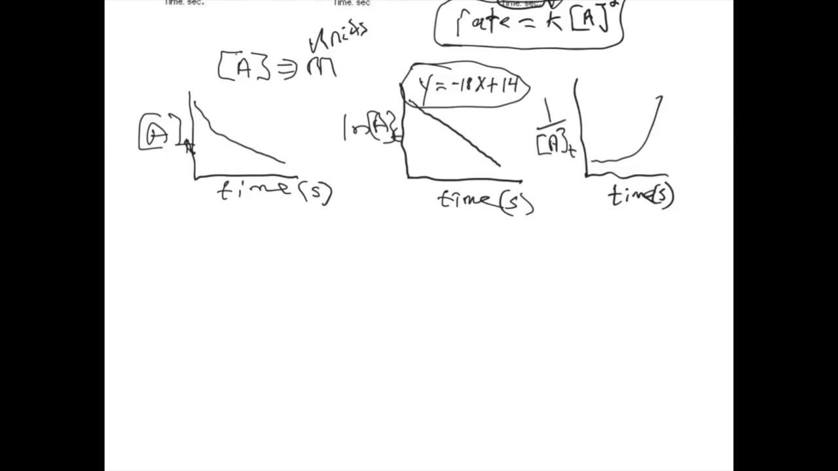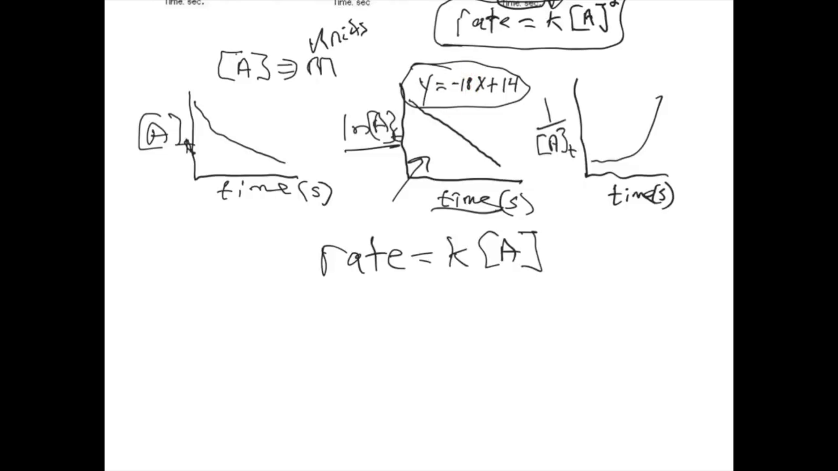Well, okay, I know that rate is equal to K times A to the first power. I know that because this is a first order plot. Natural log of A sub t versus time is a first order plot. A sub t versus time, this one here, is a 0 order plot, and 1 over A sub t versus time is a second order plot. So the first order plot is the only one that gave a straight line. So I know that this is first order.